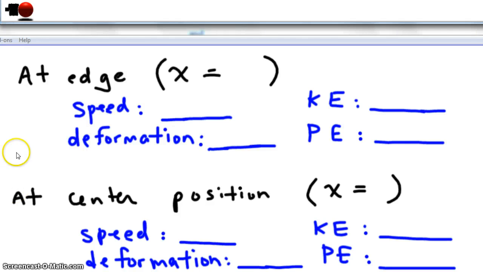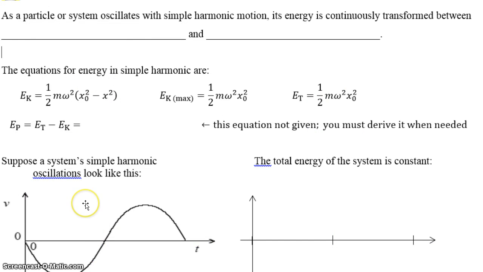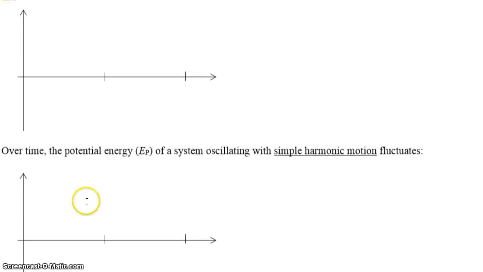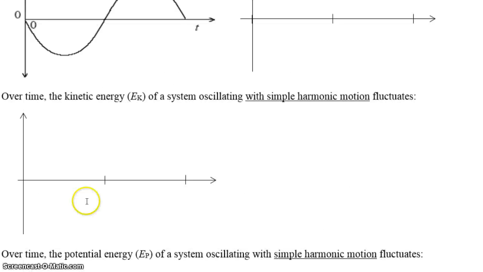Okay, welcome to this video. We are going to talk about energy and energy transformations in a simple harmonic motion system. We'll look at this mass spring system as our example, do some analysis. We're also going to fill out these notes, which you have. We'll fill out this entire front page, and that'll be it.